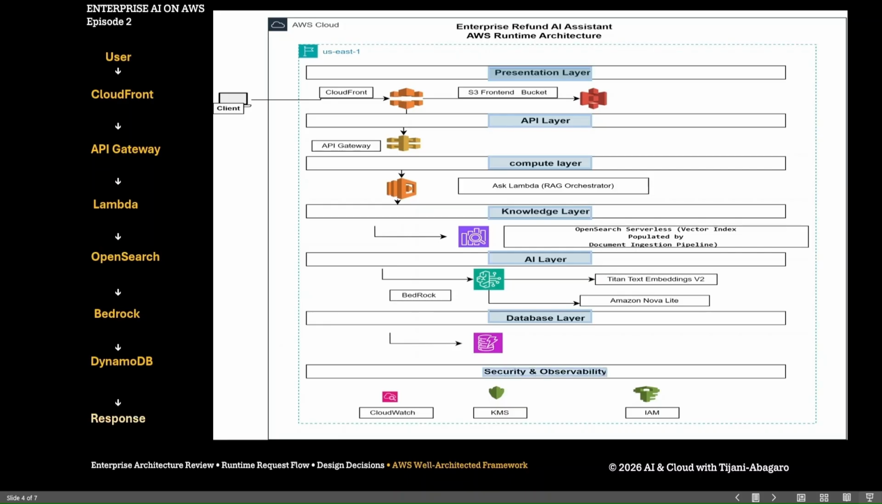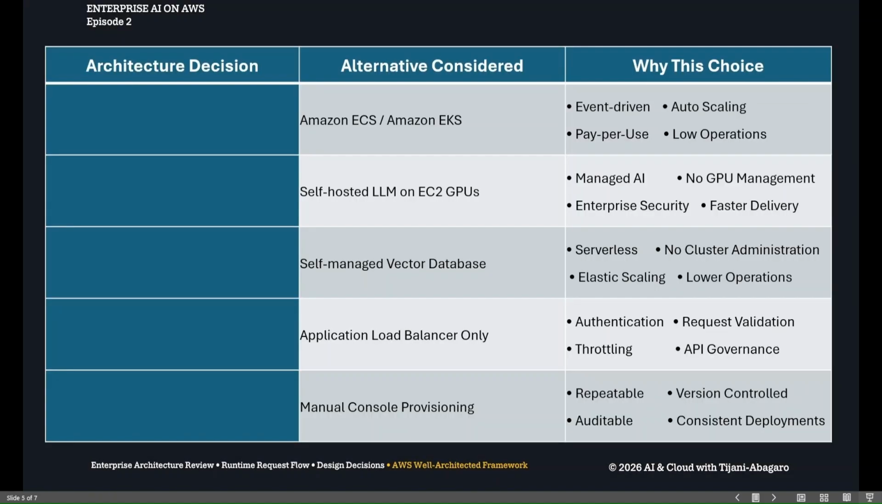Now that we have seen the complete request flow, let us zoom into each layer and understand the architectural decision behind every major component. We have now seen how the architecture works. The next question is why these technology choices? Enterprise architecture is about making informed trade-offs. Every major design decision begins with evaluating alternatives and selecting the options that best satisfy the business requirements.